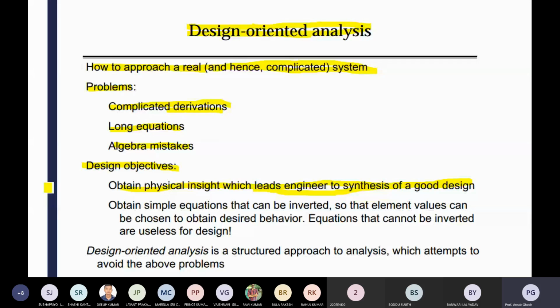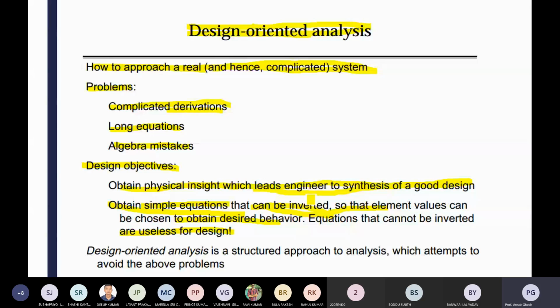Then obtain simple equations. Obtain simple equations that can be inverted, so that the element values can be chosen and the desired behavior obtained. Equations that cannot be inverted are useless for the design. So what is the motivation for these inversions? You can take one system. You are designing one system and get one normal proper transfer function.